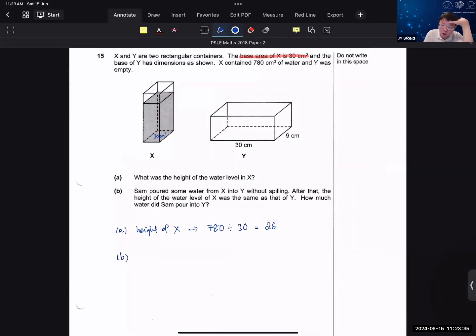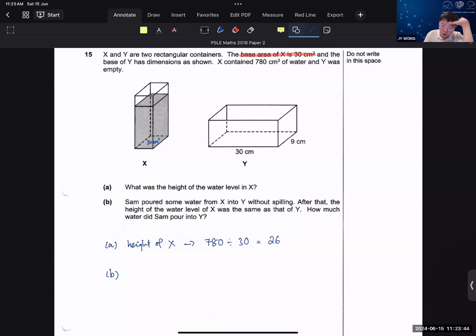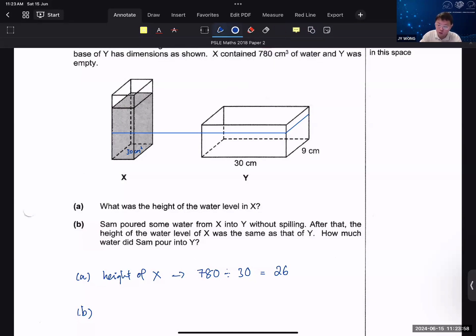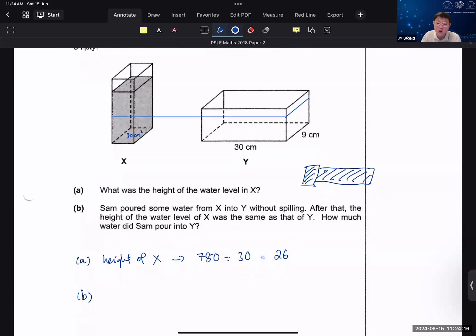Now, Sam poured some water from X into Y without spilling. After that, the height of the water level is the same. So remember, when you get the same water level, you can visualize it as though it is a single continuous container. Now you have a funny shaped container that looks something like this. This is your combined container because they have the same area, so the water will flow in and occupy the entire space like that.